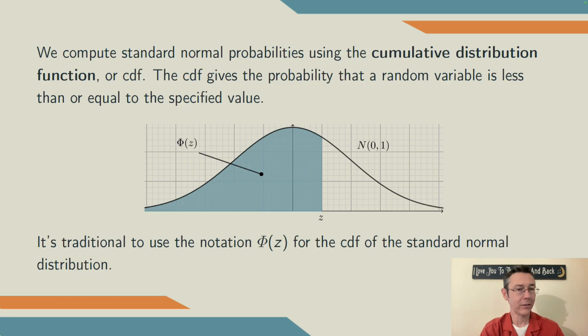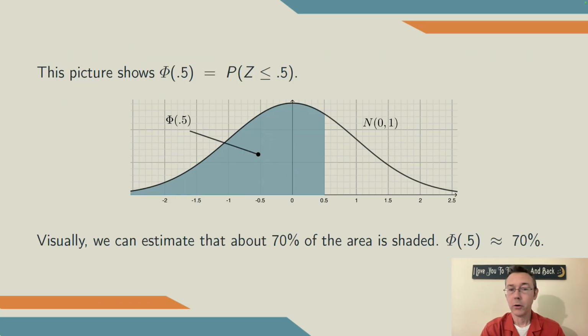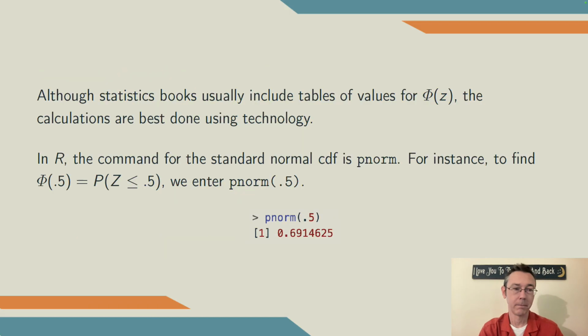We're looking at the area to the left of a specified value z. That's the CDF. It's typically denoted with this capital phi of z. So for instance, this picture shows phi of 0.5, the probability that z is less than or equal to 0.5, the proportion of the area under this graph that is shaded to the left of 0.5. Visually, we can estimate that about 70% of the area under this graph is shaded. So phi of 0.5 is about 70%.